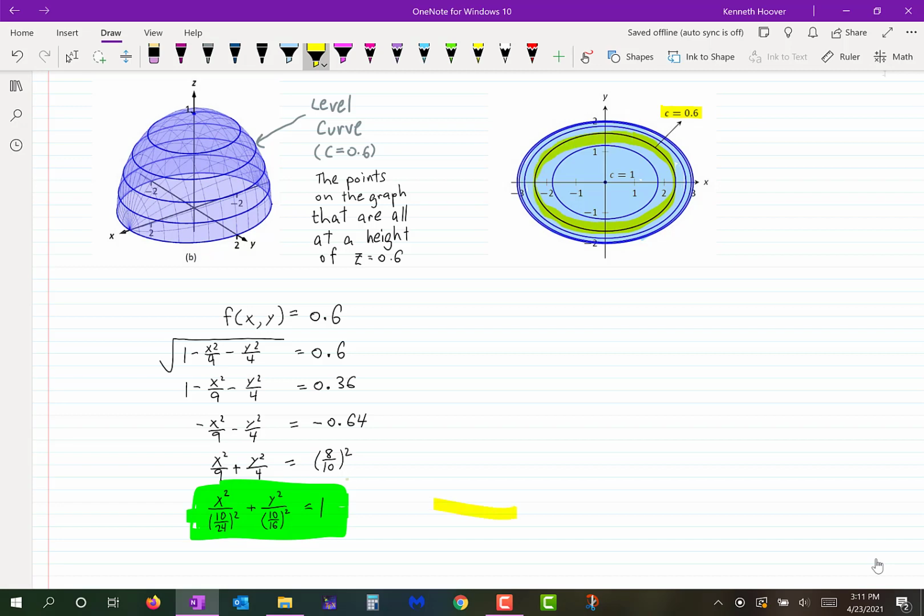And here's the equation of that ellipse right there. Now, something interesting: the level curves are part of the domain. You see where I drew an arrow here and said level curve?